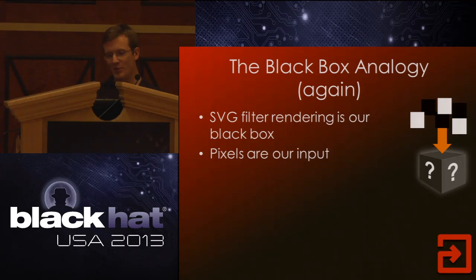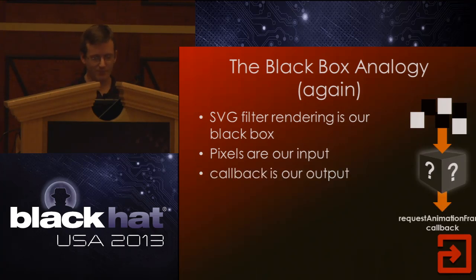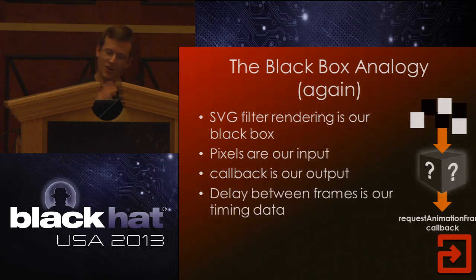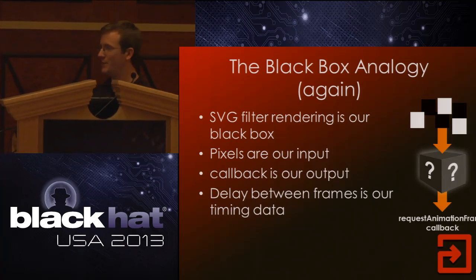So going back to the black box again, you love black boxes, right? In this case, the SVG filter is our black box. Or the rendering, it's the whole page rendering, but it's the SVG filtering that we're interested in. So we can give pixels to it. We can give it black pixels or white pixels. And again, we've got the callback from requestAnimationFrame. And we can time how long that filter takes to apply. And we can tell if we have black pixels or white pixels.